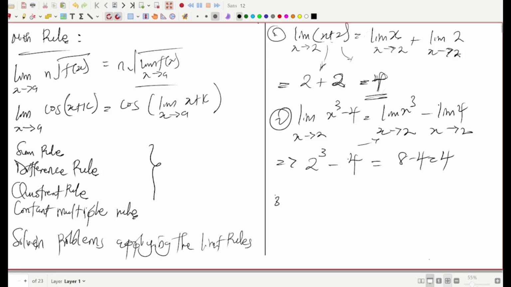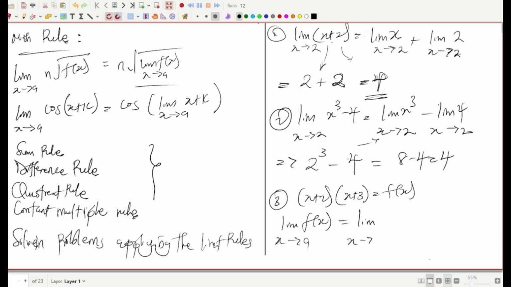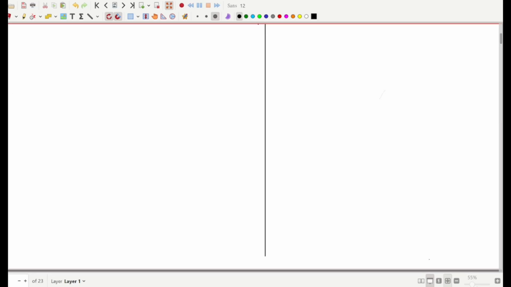Now, let's say we have two expressions multiplying: x plus 2 times x plus 3, which is equal to, say, f of x, and we are asked to find the limit of f of x as x approaches some constant. It's the same as saying the limit as x approaches some constant of x plus 2 times x plus 3. Here we can apply the product rule first, then we continue.